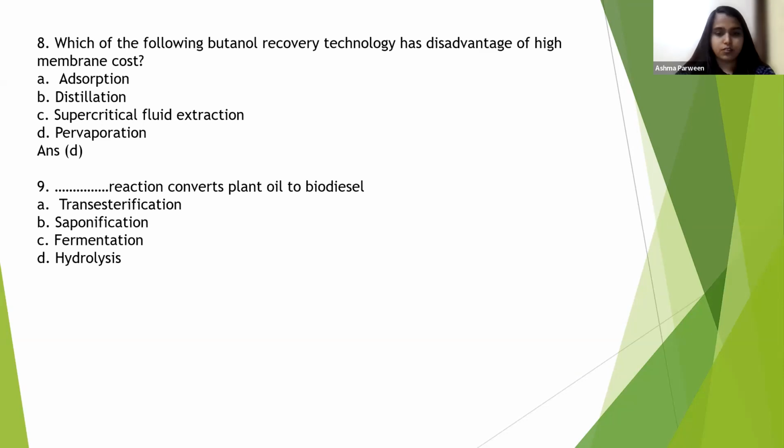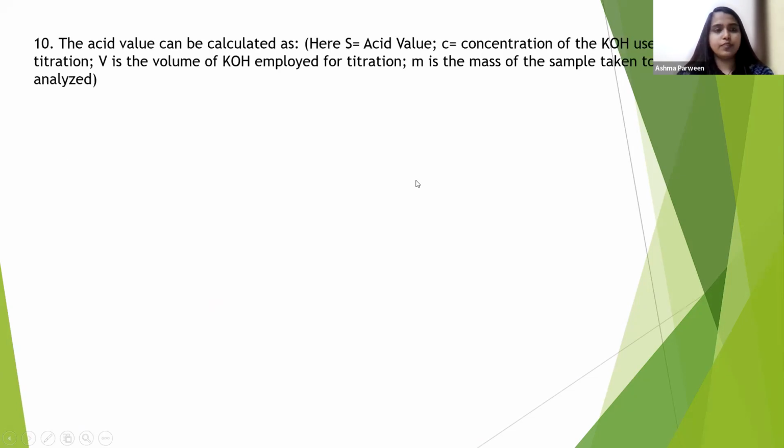So we'll see which is the correct answer. So the correct answer is A. Transesterification is used for conversion of bio-oil to biodiesel.